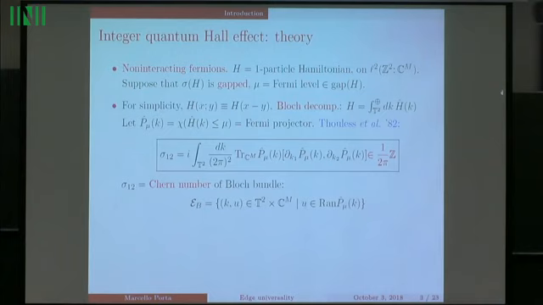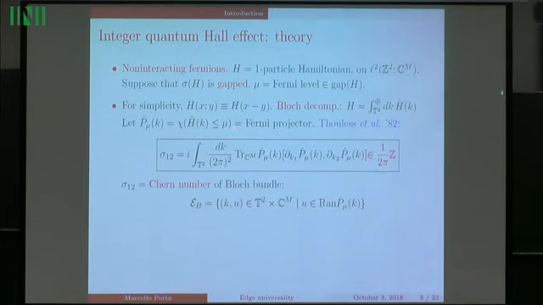I'm taking the Fourier transform with respect to plane waves, and in this way I introduce this matrix H hat of k, which is the so-called Bloch Hamiltonian. That's the Hamiltonian as a function of momentum k, which is a point on the two-dimensional torus, and this turns out to be just a matrix. Once you are given this Bloch Hamiltonian, you can introduce the Fermi projector as a function of k, which is just the characteristic function of h being smaller than the Fermi level mu.